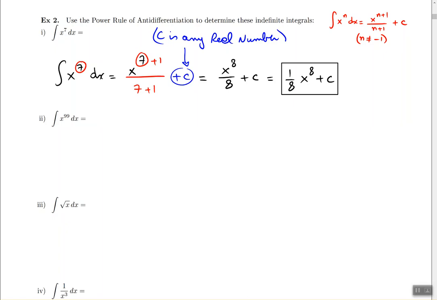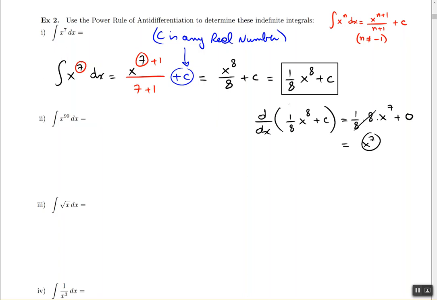Again, if you want to know if you did the right thing or not, just take the derivative of the answer with respect to x. So if you do that, then the derivative of 1/8 x to the power of 8 will be 1/8. Then the power 8 comes down, then you lose 1 from the power. The derivative of c is going to be 0 because it's a number, and the 1/8 and 8 go away, we just get x to the power of 7. This is what we started with at the beginning, so that means we did the problem right.